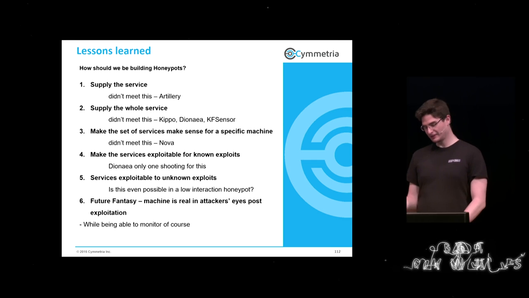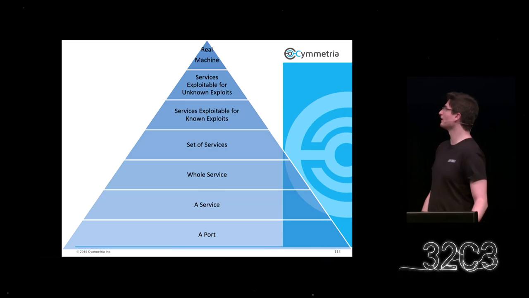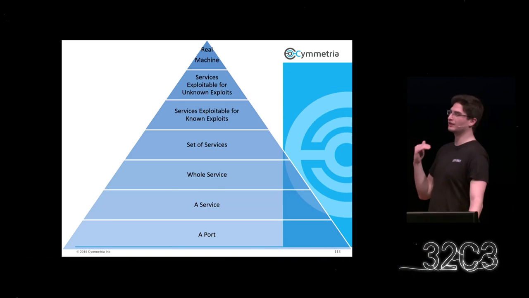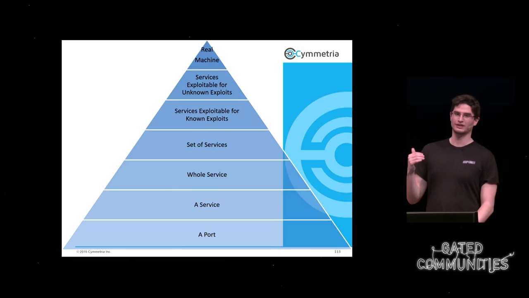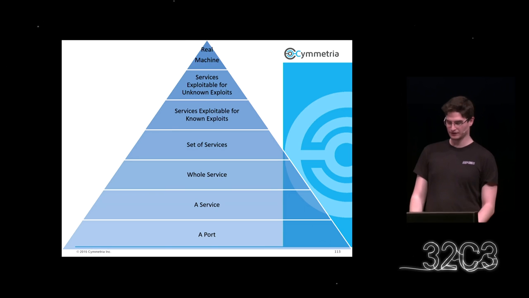And the future fantasy is that the machine is an actual real machine in every way and form for the attacker. But this causes the problem of how do we monitor the attacker going into it? How do we avoid all the noise that a real machine has? And I made a pyramid of what that looks like: every layer you need to implement in order to have that optimistically best type of honeypot or deception or decoy against an attacker.